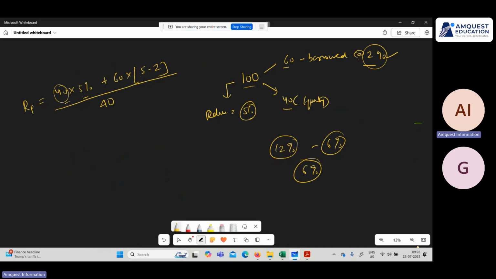And I hope you understand why we divide by 40 and not by 100. It's because we only divide by the amount that you invested. You are also compromising with this 2%, right? So why would you use 100? You're only going to look at the returns from your equity perspective. Is that clear? Yeah.